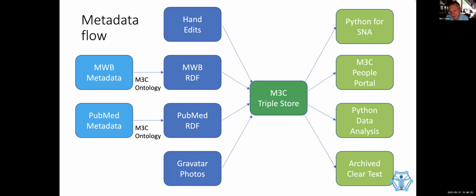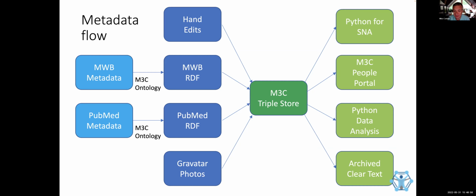The data flow for the data set is pretty simple. It starts with the Metabolomics Workbench metadata, transforms it using the M3C ontology into RDF. From that RDF, we identify people and go get their PubMed metadata, transform that using the M3C ontology, and produce PubMed RDF. Those 2 sources of RDF are then literally just concatenated together. It's triples on triples. We go to Gravatar to get some photos. We found some other photos, and we do some hand edits, and that produces the triple store.